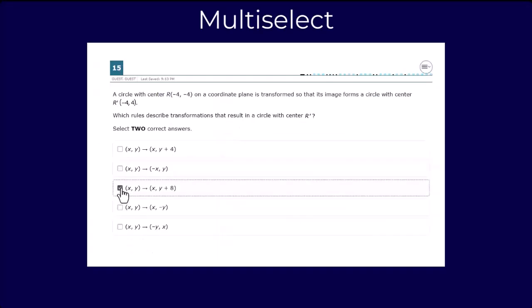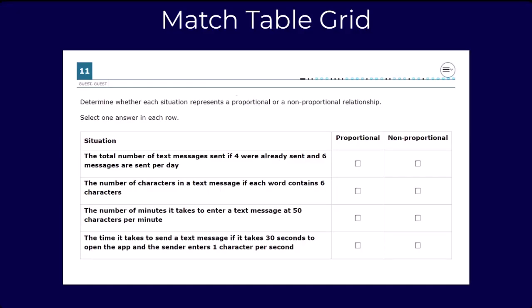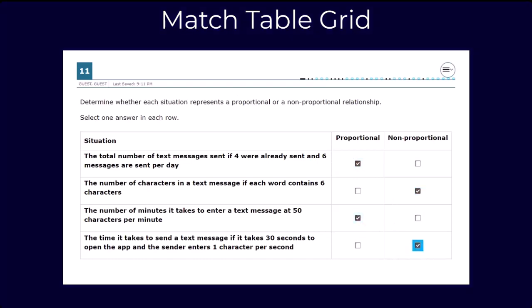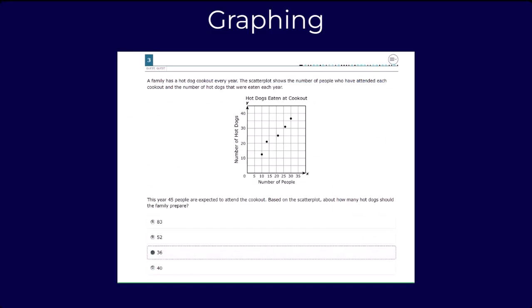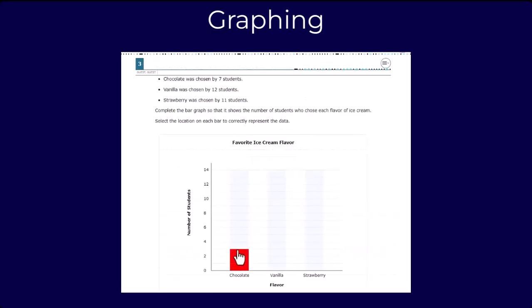Multi-select questions have multiple answer choices, and students must choose all answer choices that are correct. A match table grid question has a table with rows and columns. Students must click inside the box to answer the question correctly as directed. A graphing question may present students with different models that might be an interactive graph.